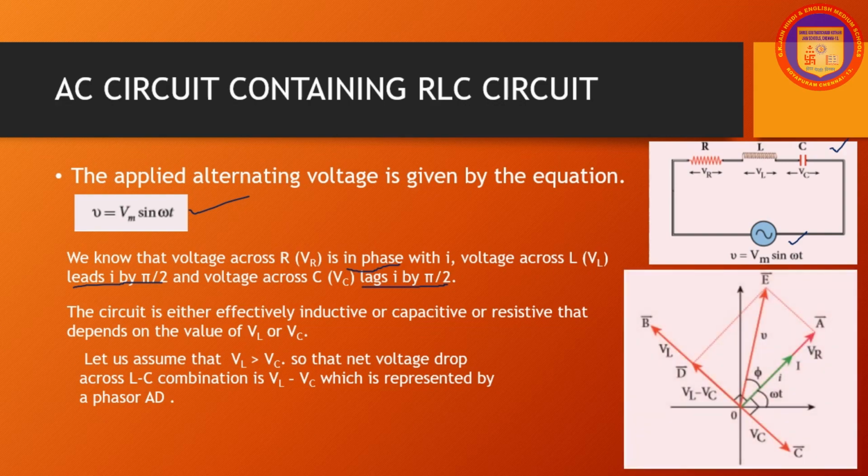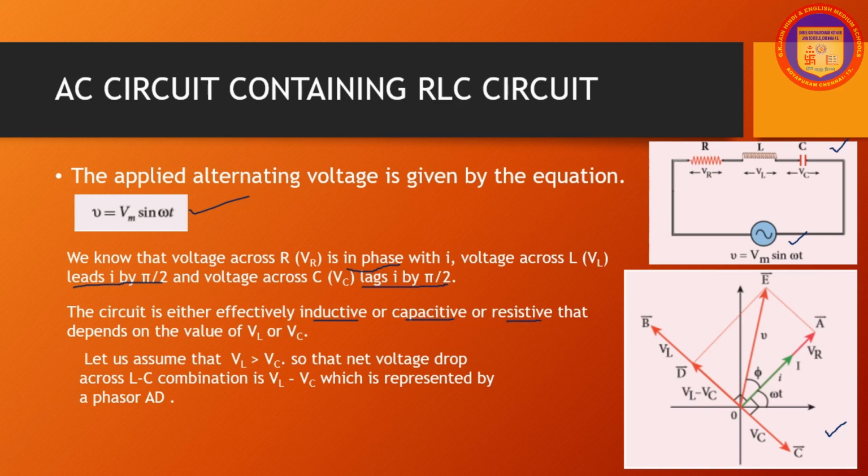The current is represented by the phasor OI vector, VR by OA vector, VL by OB vector and VC by OC vector. Let the length of the phasors be OI is equal to Im, OA equal to ImR, OB is equal to Im into XL, OC is equal to Im into XC. So the circuit is either effectively inductive or capacitive or resistive, that depends on the value of VL or VC.